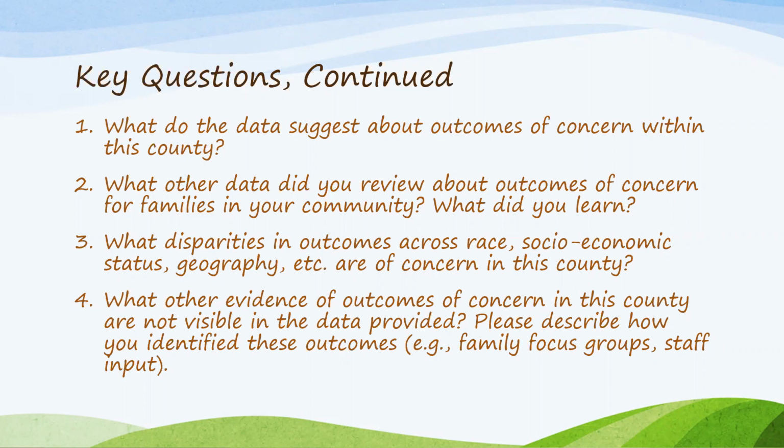The fourth question is, what other evidence of outcomes of concern in this county are not visible in the data provided? Please describe how you identified these outcomes, for example, family focus groups or staff input. Use this space to describe other information you have about outcomes that are unmeasured or not available for the groups or geographic areas of concern. You can pull in focus group findings or draw from staff wisdom, for example.